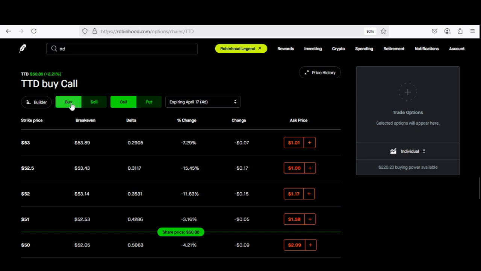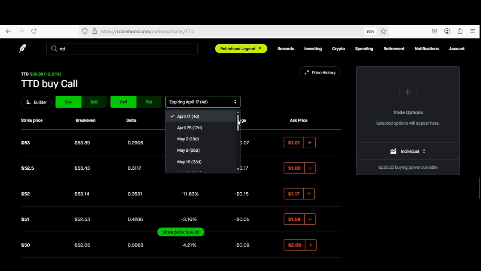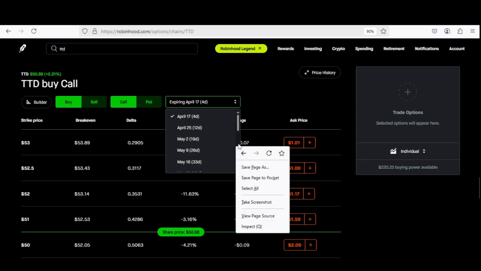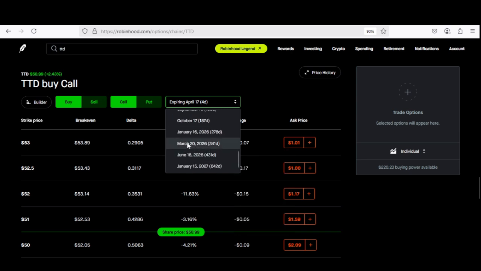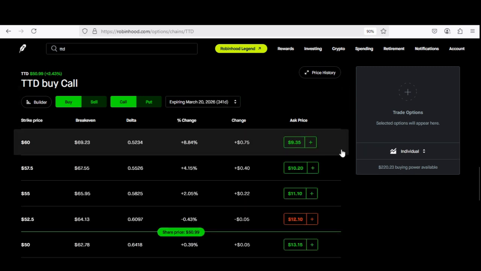So once again, we're going to go to buy, we're going to go to call, and I'm going to select the strike date. And once again, I will be going with the strike date of March 20th, 2026, which gives me 341 days to expiration. Let's go ahead and select that.